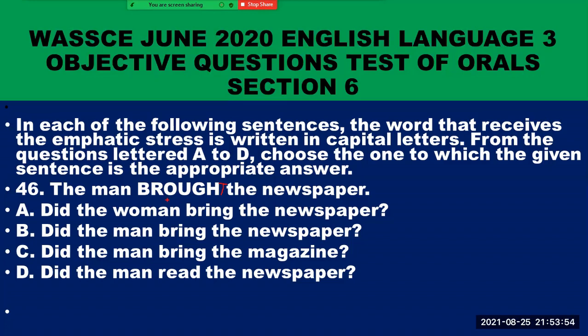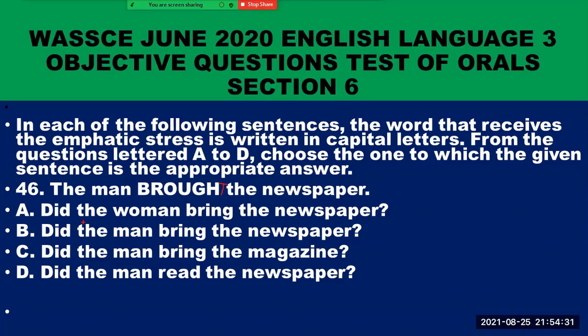So that is why it is called contrastive stress, because it is used when a speaker wants to emphasize a particular point and to say that one thing is true and not the other. All right? You can say, the man brought the newspaper. He didn't forget it. So there is a contrast between bringing the paper and forgetting the paper. So that is the way stress is used here.